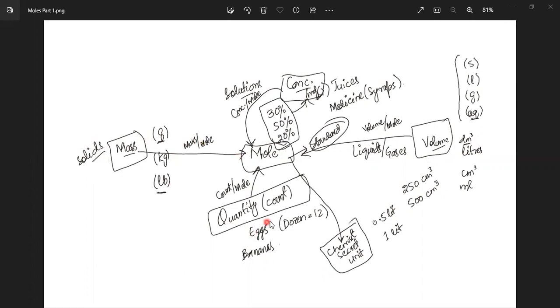Now, the quantity, whenever just counted simply, for example, if you go to market, you purchase eggs or bananas in the form of dozens, you can simply count them. So we can convert counting into moles.